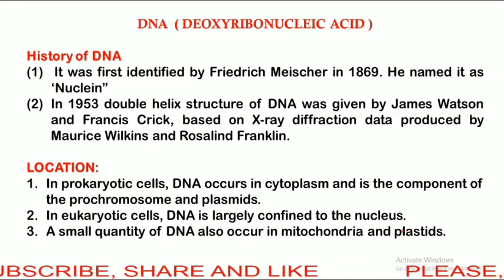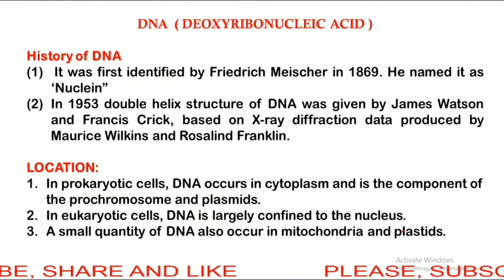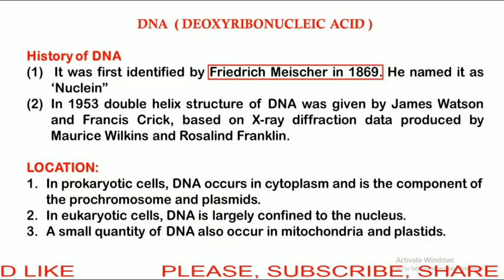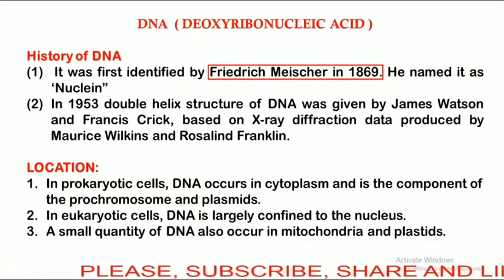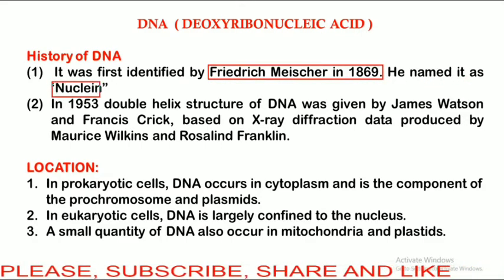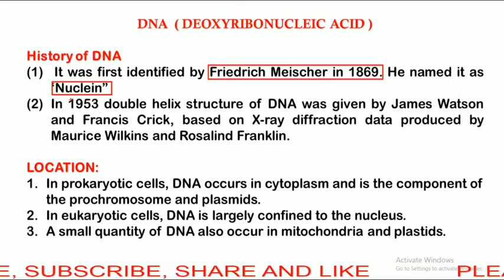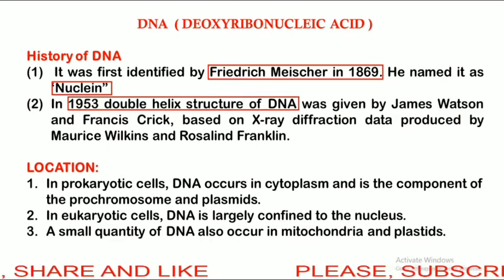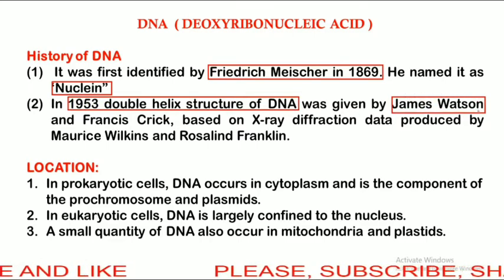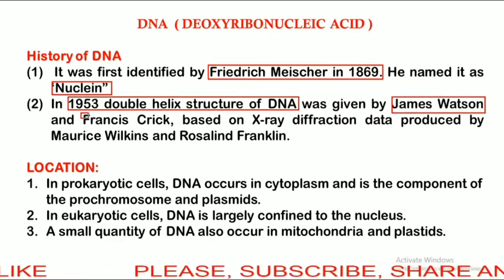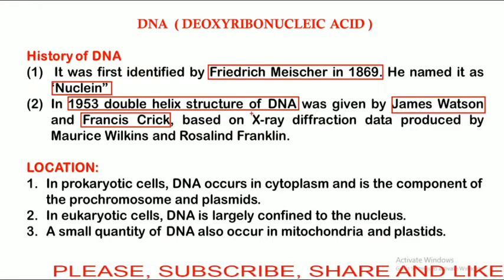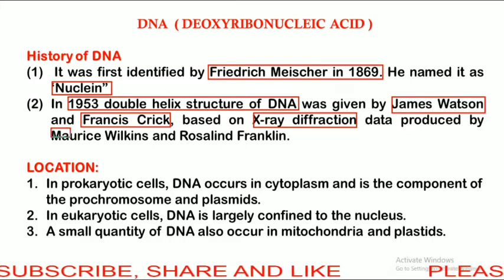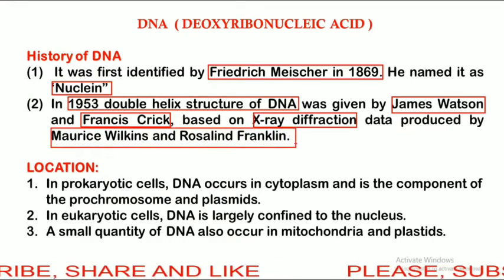It was first identified by Friedrich Miescher in 1869. He named it as nuclein. In 1953, the double helix structure of DNA was given by James Watson and Francis Crick, based on X-ray diffraction data produced by Maurice Wilkins and Rosalind Franklin.